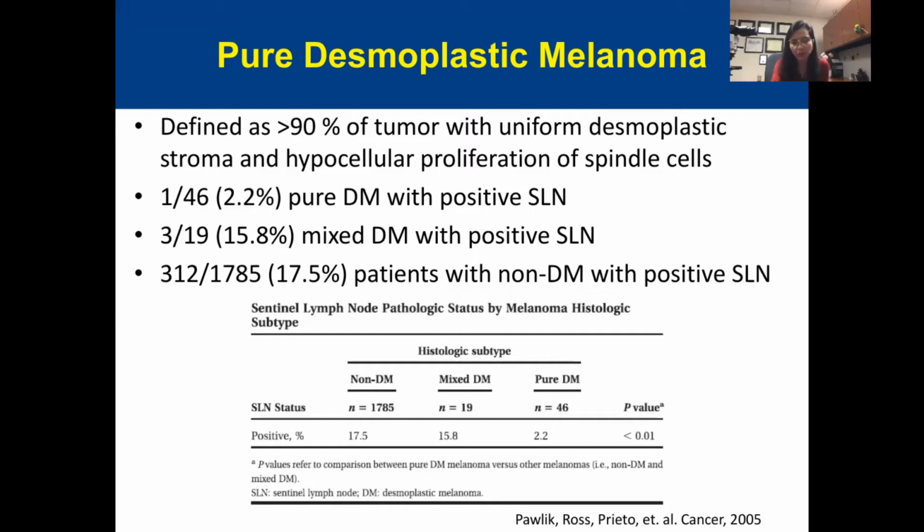Why is that so important? Because for patients with pure desmoplastic melanoma, the rate of positive sentinel lymph node is much lower compared to the mixed type of desmoplastic or other non-desmoplastic melanoma patients, right? So when you call something desmoplastic melanoma, the clinician might not even consider doing the sentinel lymph node biopsy because it is less likely to be positive, especially in elderly patients, where the risk is higher with lymph node dissection.